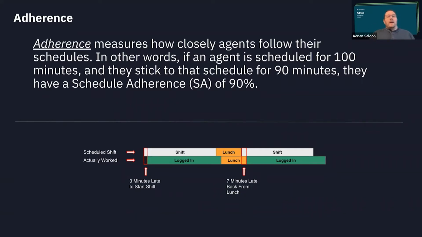At the beginning of it, you can see here that the agent started their shift about 3 minutes late. Then they were logged in for a long chunk of time. They went to lunch. That was a little bit late. And then they came back a little bit late. We will cover the difference on those two late parts on the lunch segment here. And then they were logged in again as well.